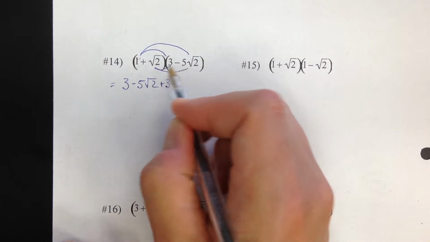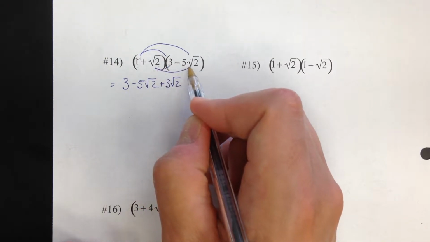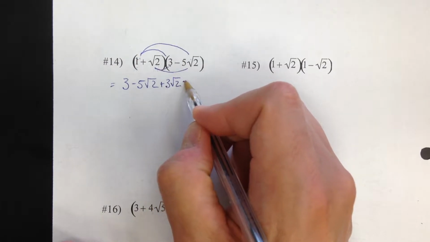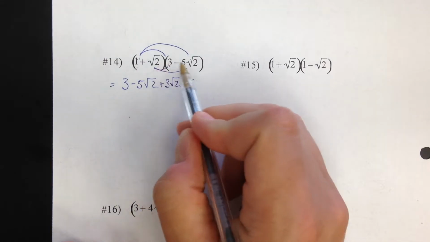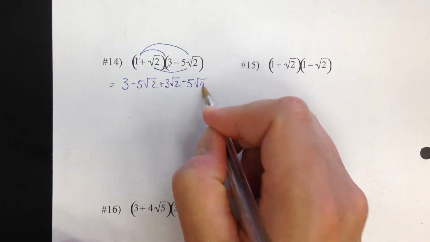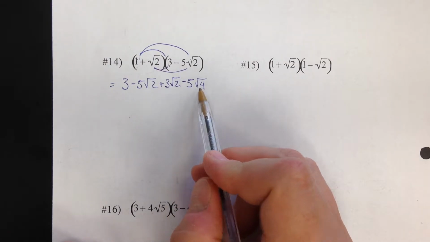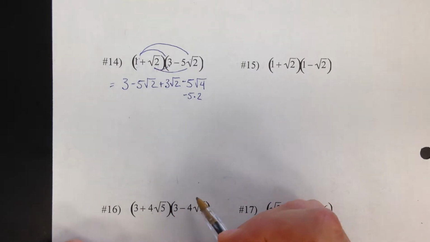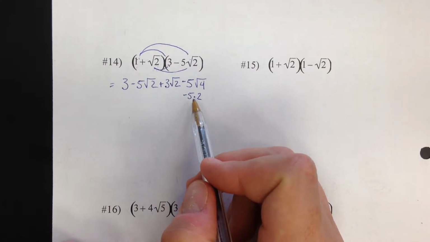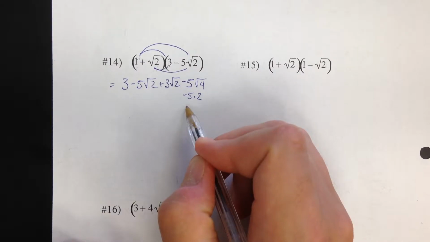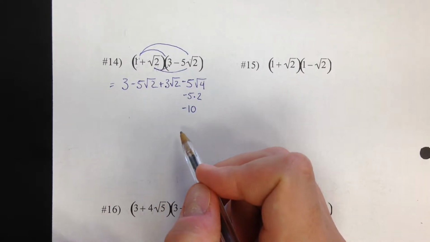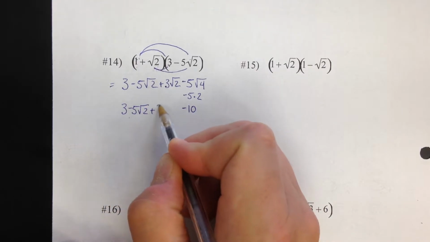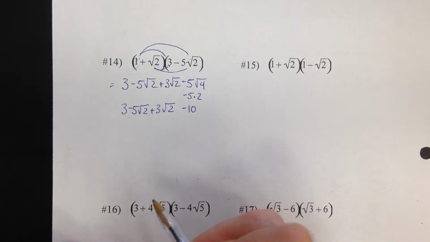And then the last thing is square root 2 times negative 5 root 2. Don't forget about that negative. Okay, so that's minus 5. That doesn't change. Root 2 times root 2 is square root 4. But that's a perfect square. So this is minus 5 times 2. Think about it that way, minus 5 times 2 is minus 10. So let me rewrite this. We've got 3 minus 5 square root 2 plus 3 square root 2 minus 10.